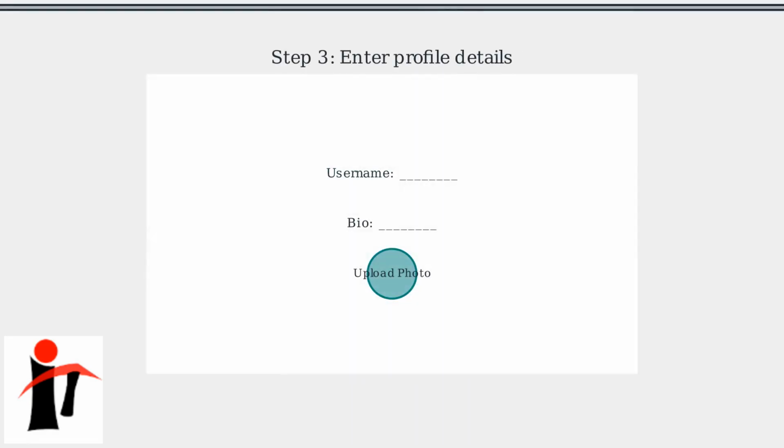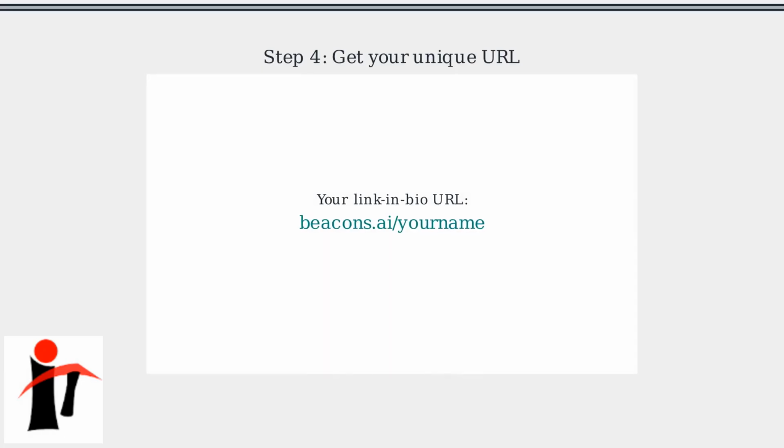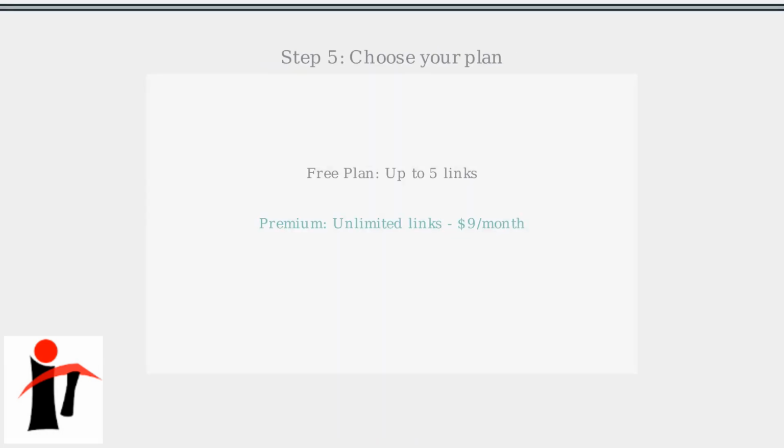After signing up, enter basic details like your username, bio, and a profile picture. Beacons.ai will then generate a unique URL for your link in bio page, such as beacons.ai/yourname. Finally, select the plan that suits your needs. The free account allows up to 5 links, while the premium unlocks more.